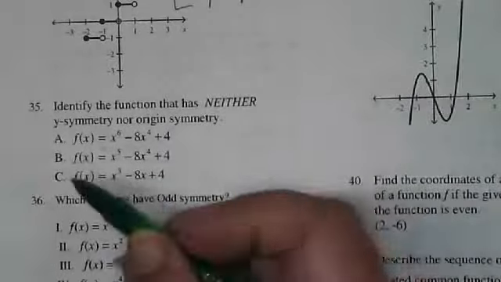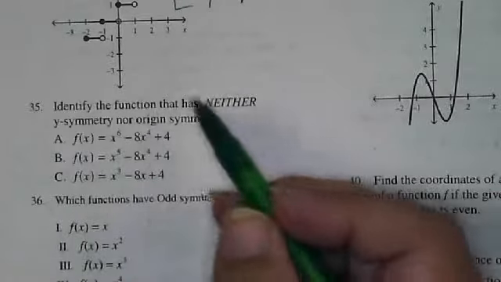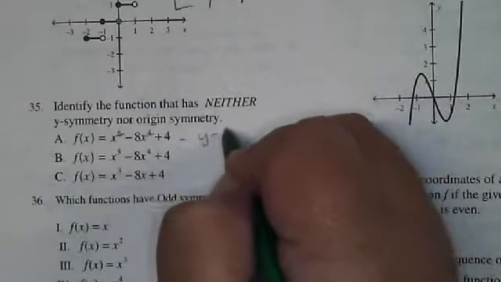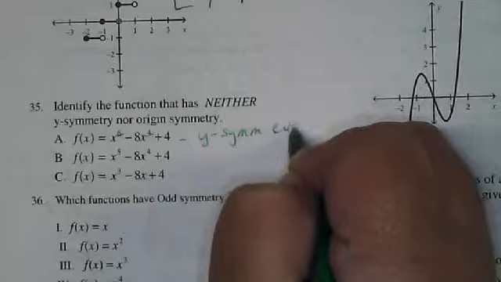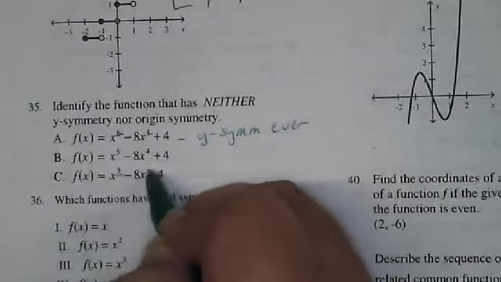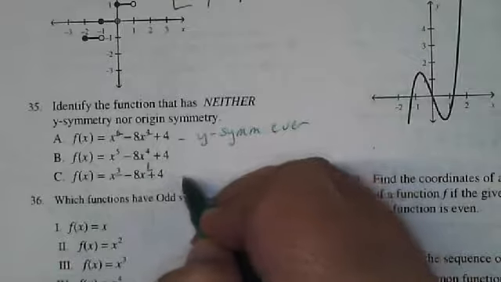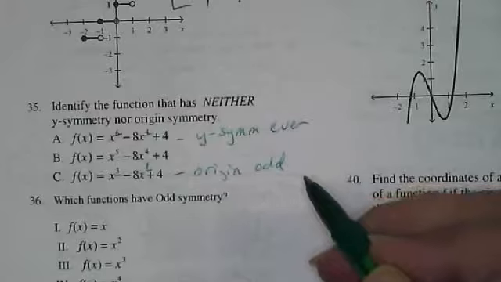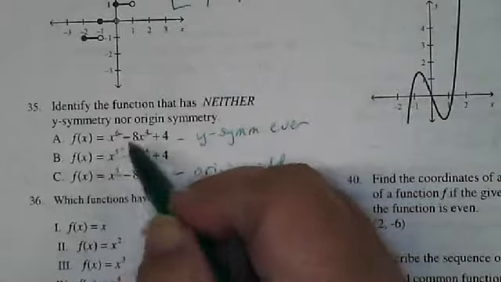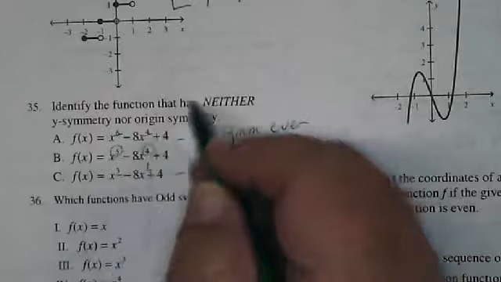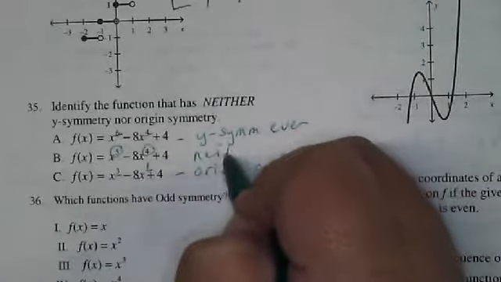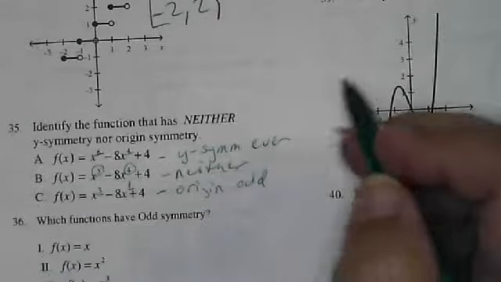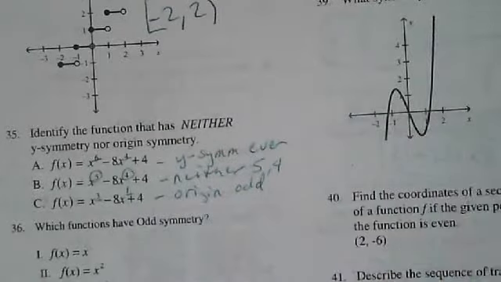35, we want to know which one has neither y nor origin symmetry. If these are both even numbers, this is y symmetry. This is even. If they're both odd, that is origin symmetry. They're both odd. And if you have a mix, if you have a 5 and a 4, that mix right there means you have neither y symmetry nor origin, because it's a mix. One even, one odd, mix.